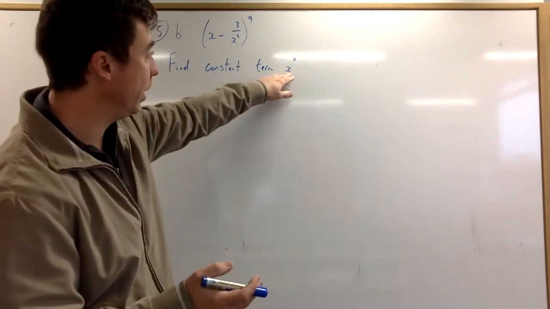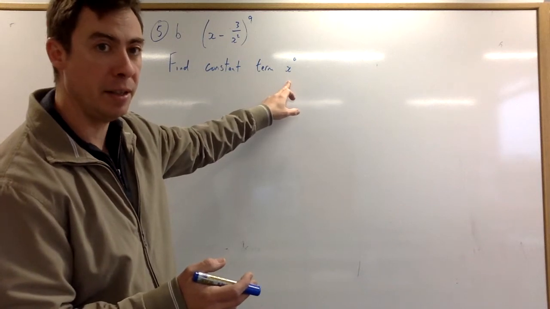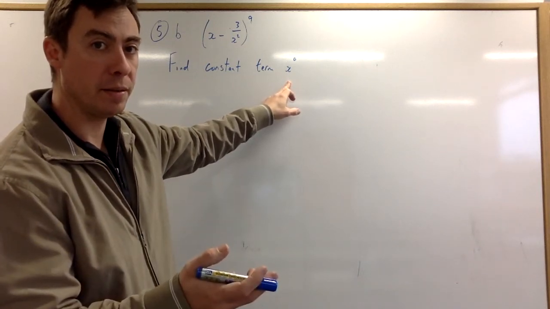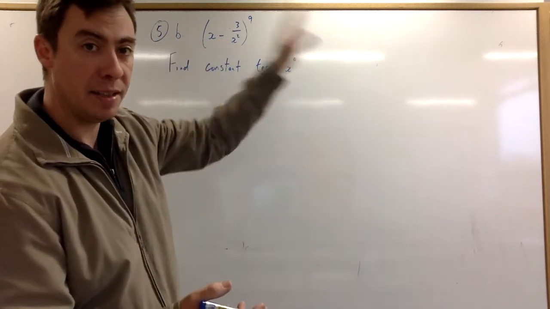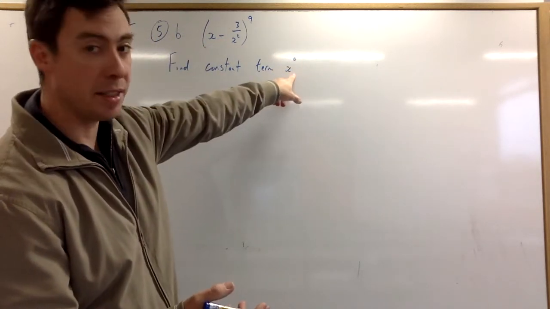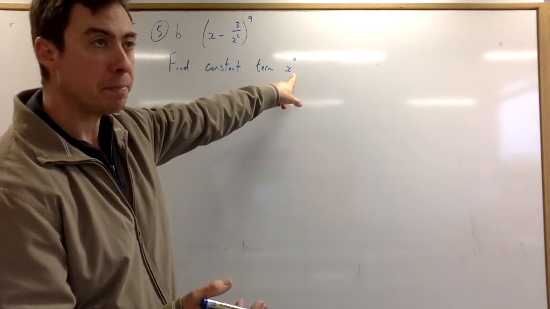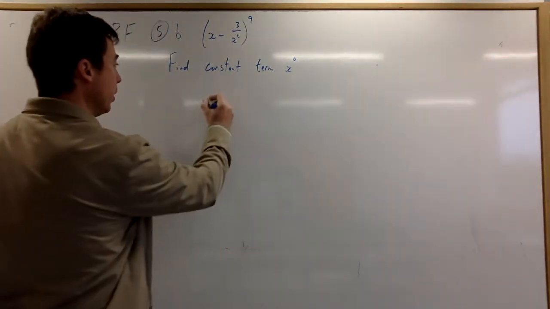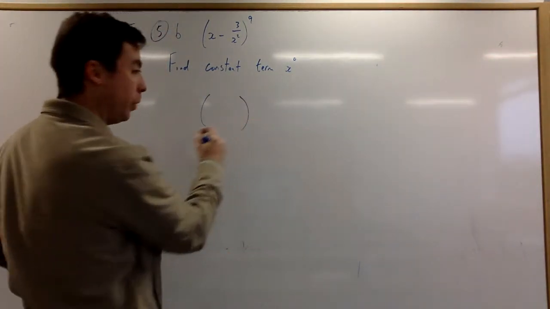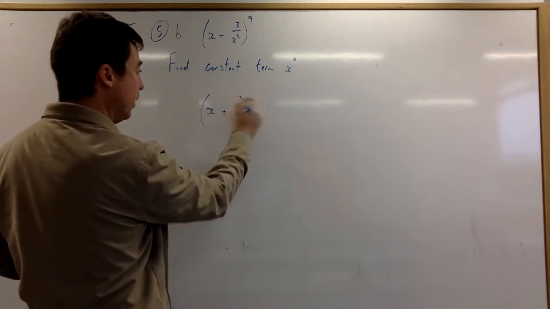How's that going to happen? Well, that's going to happen if you had x to the power of 0, because x to the power of 0 equals 1. So somewhere in this expansion, I go through, expand it, 10 terms, and x to the power of 0 pops up. As opposed to, maybe we're more used to something like this.